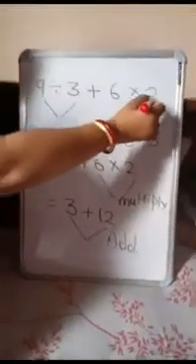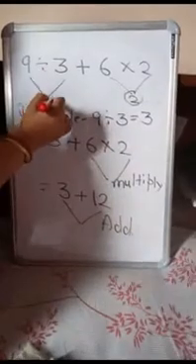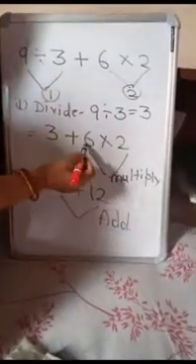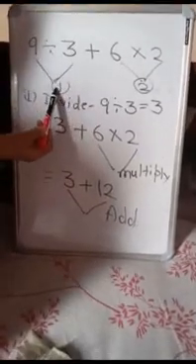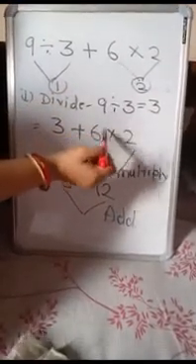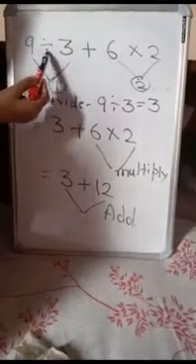Then the second operation is this multiplication. This is the second operation, and this is the first. Multiplication: 6 into 2. And whenever you are doing the operation, the first operation, the other numbers you have to write as they are. For example, 9 divided by 3.